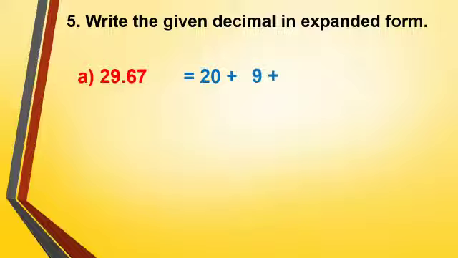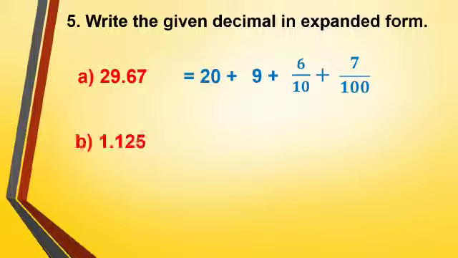After decimal, 6 is at tens place, so it is equal to 6 by 10. And 7 is at hundreds place, so it is equal to 7 by 100. So the expanded form of 29.67 is equal to 20 plus 9 plus 6 by 10 plus 7 by 100.